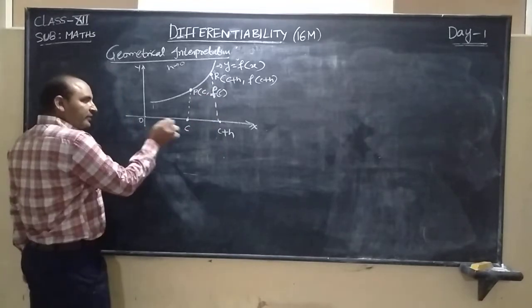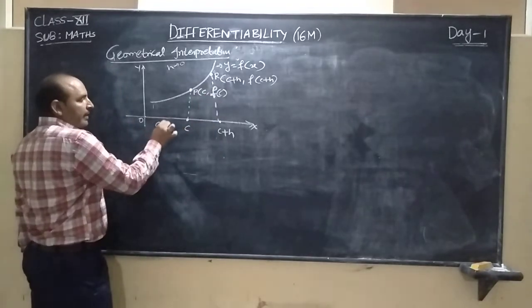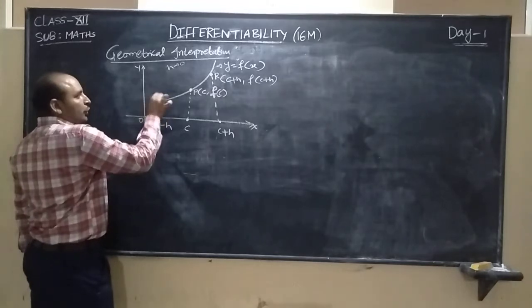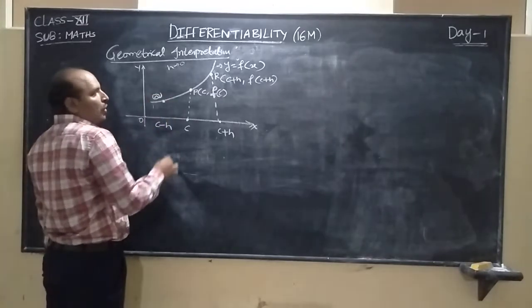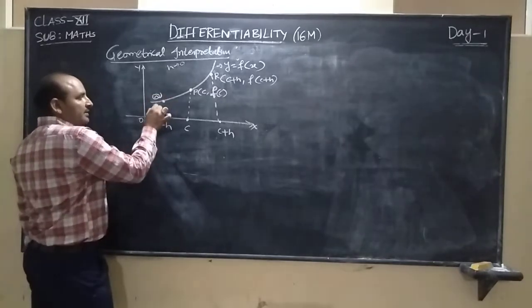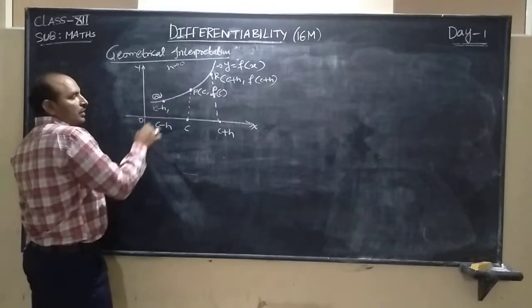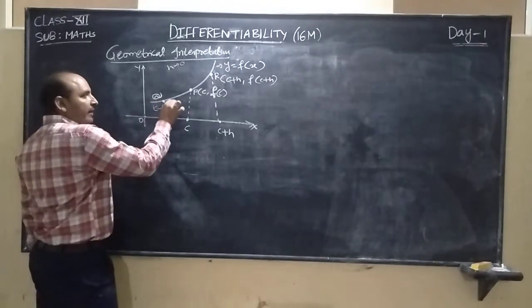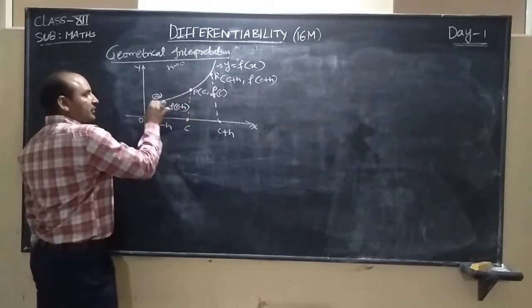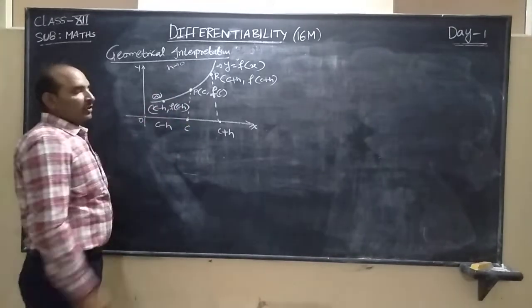Next one, the left side of the point. This is c minus h, and this point is Q. So what you write here is c minus h comma, and again f of c minus h. So there are three types of points.